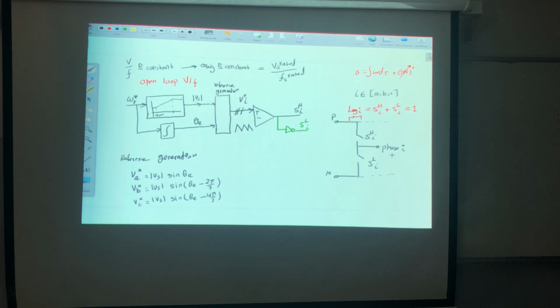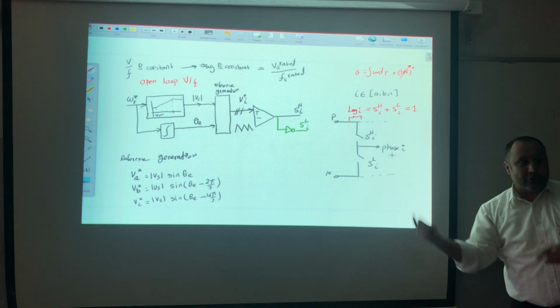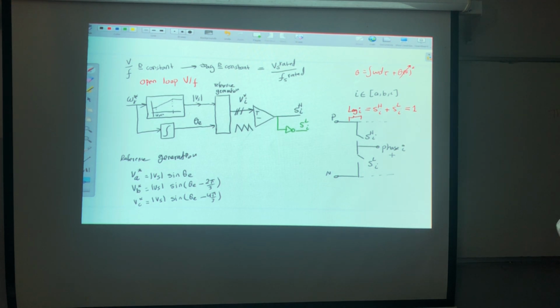So someone will say, what if I can compensate for this omega slip? If I can compensate it, I can add it to omega R, so I will generate what? The synchronous speed that the machine must rotate at, in order to rotate at the speed that I need. Good. So now let's discuss the open loop slip compensator.